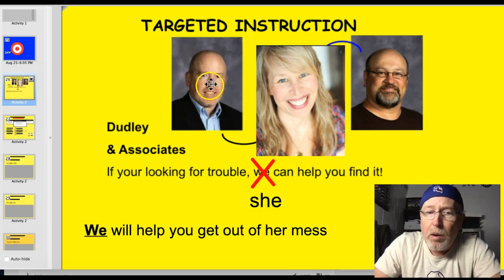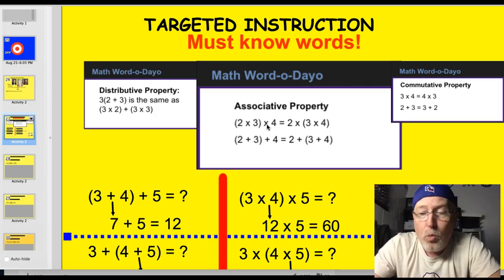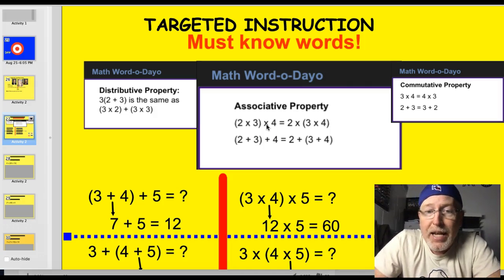But the important thing for you to remember is that we could group ourselves in different ways. Same thing with the associative property. You can group numbers however you want when you have a string of multiples or a string of numbers that you're adding together. Take a look at this.